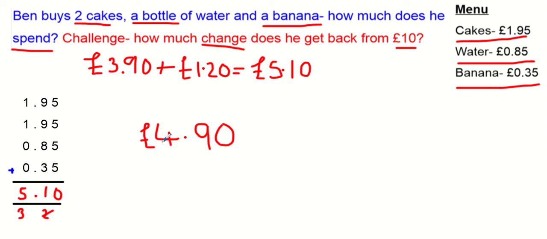Now you could do a sum if you weren't quite sure, which would be 10.00 subtract 5.10, but there would be quite a lot of exchanging there. I think it's much easier to do what I've done here, or do it on a number line. So count from £5.10 up to £6 and then up to £10. But that is your answer for the challenge.